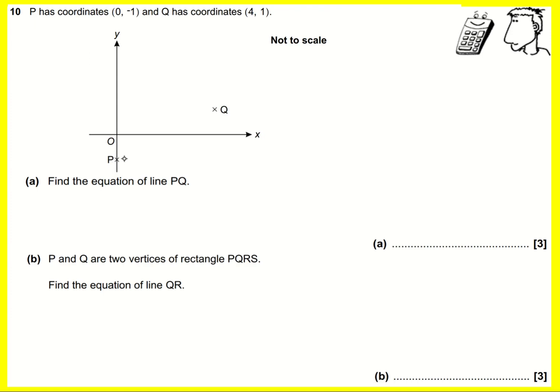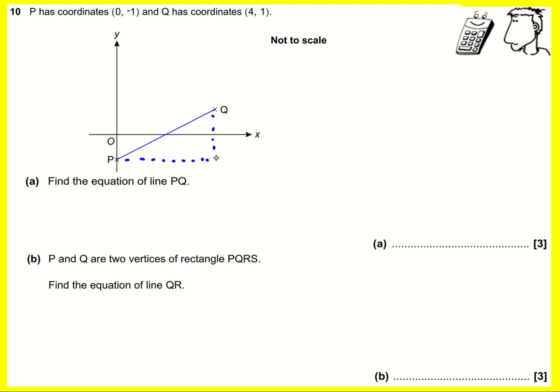We've got coordinates (0, -1) down here and (4, 1) here, and we're interested in finding the equation of the line PQ. So I'm going to draw that line like so. It will extend further in both directions, but I'm just going to focus on the part with useful information. All right.